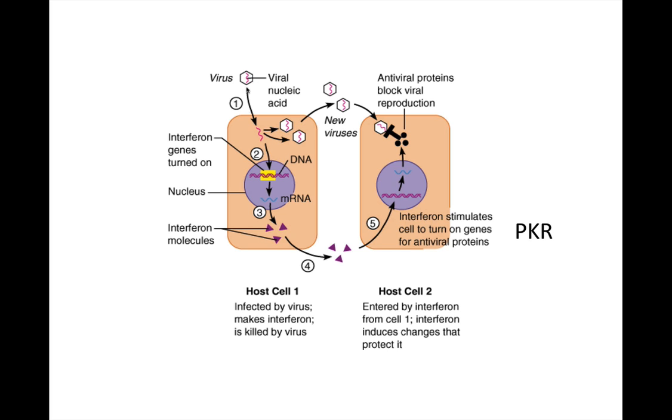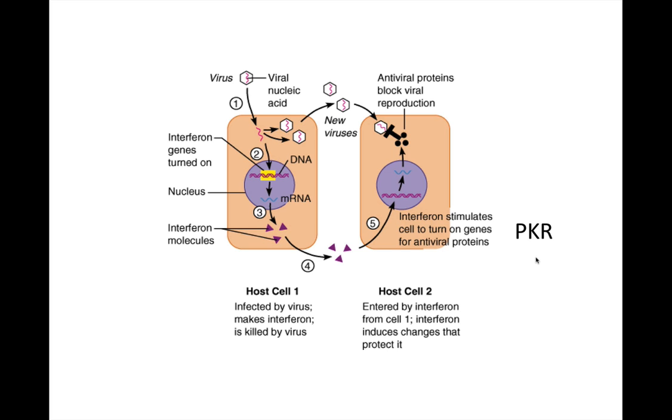So here we have a virus infecting a cell. It is sensed as foreign by the cell, in ways that we'll talk about later in another lecture. The cell responds by producing interferon, these purple triangles. The interferon is secreted from the cell and binds receptors on neighboring cells, and that induces the synthesis of mRNAs that encode many, many different proteins which establish an antiviral effect. Those are called interferon-stimulated gene products.